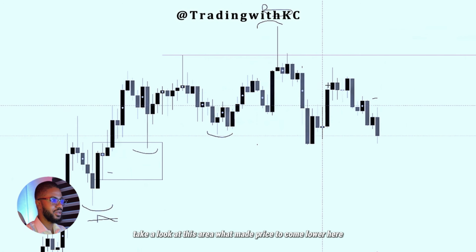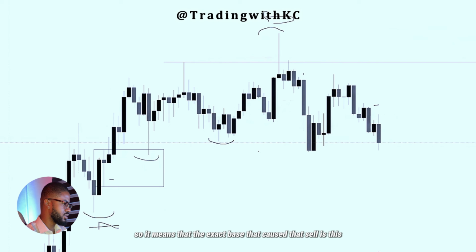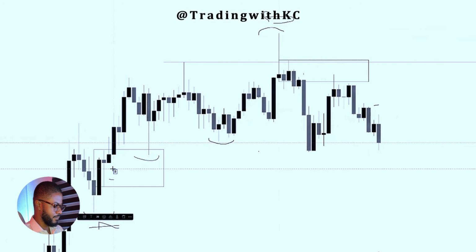Now take a look at this one. Take a look at this area. What made price come lower here? Let's check it out. This is a rally, this is a base, and these are what? Drop. Rally, base, drop. So it means that the exact base that caused that sell is this. You can see it's that area. So this is base, this is base.